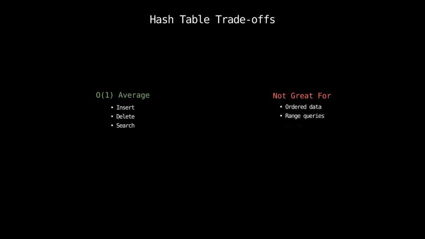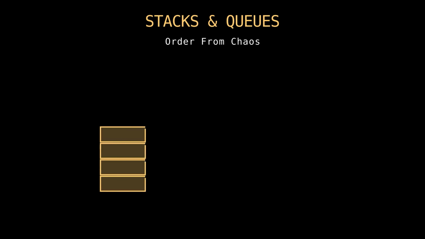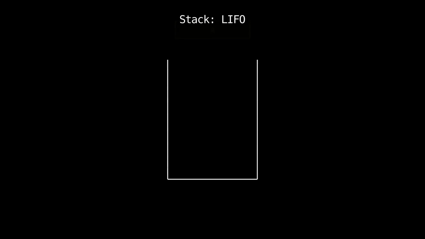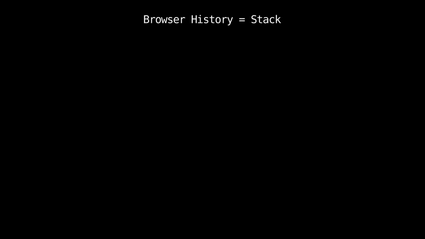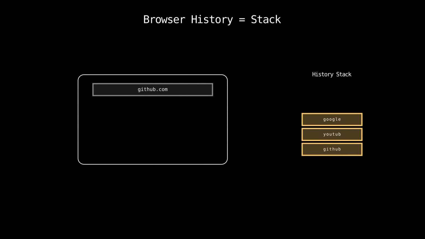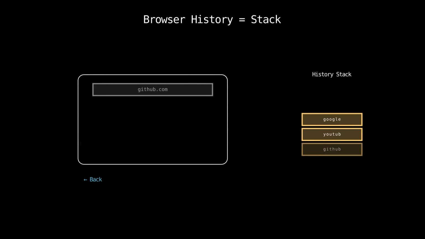Now we've got random access with arrays and instant lookup with hash tables, but what about when order matters? When you need first in, first out, or last in, first out? Stacks are simple. Last in, first out, like a stack of plates. You can only touch the top. Add to the top, remove from the top, that's it. Your browser's back button, that's a stack. Every page you visit gets pushed on, hit back, and you pop the current page off, revealing the previous one.